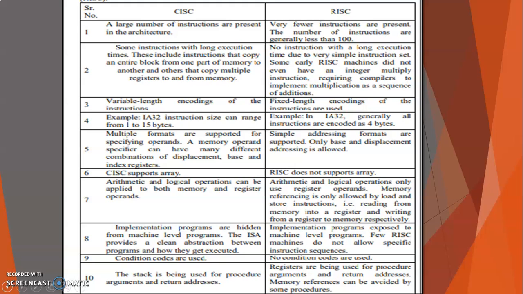In CISC, the stack is used for procedure arguments and return addresses. In RISC, registers are used for procedure arguments and return addresses. Memory references can be avoided by some procedures. So that is the difference between CISC and RISC. It is always asked in the MSBTE exam for 4 marks. So that is important. You have to write at least 8 points for 4 marks or 6 marks.